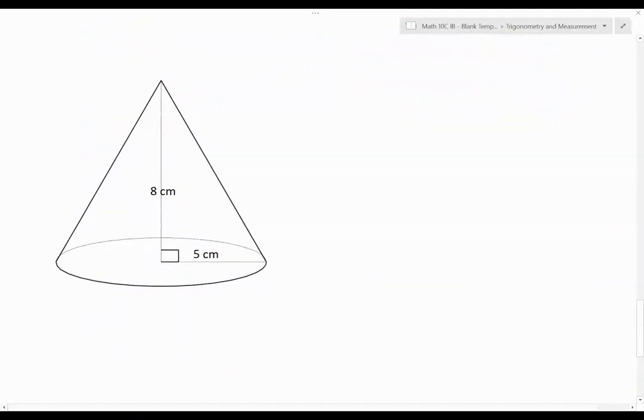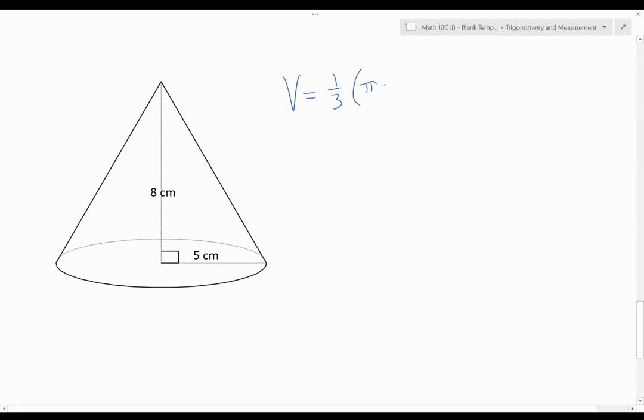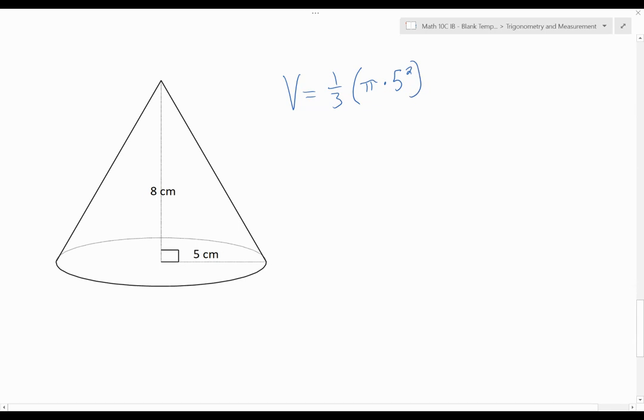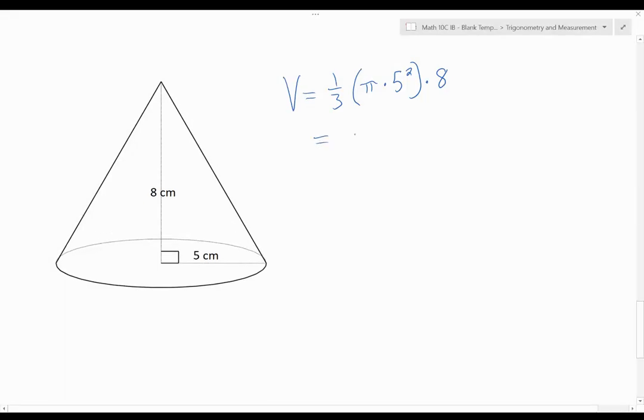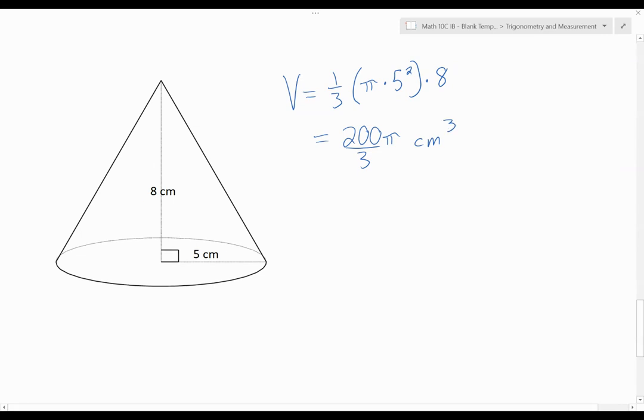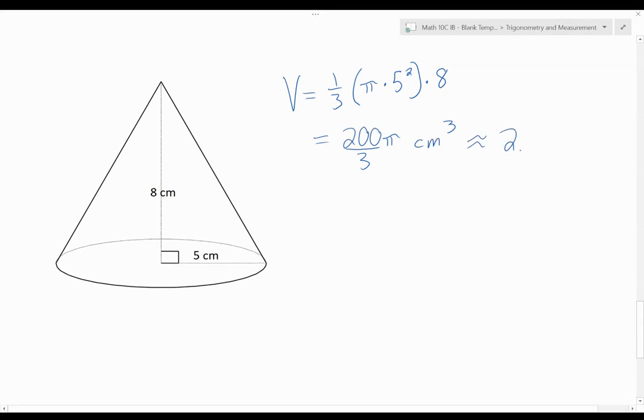Similarly, for a cone, the volume of the cone is going to be 1/3 the area of the base, which is pi times the radius squared, and then multiplied by the height of the cone. So the volume here as an exact value is going to be 25 times 8. So 200 pi over 3, or 200 over 3 times pi. And this is centimeters cubed. And if I want this as an approximate value, this is about 209 centimeters cubed.